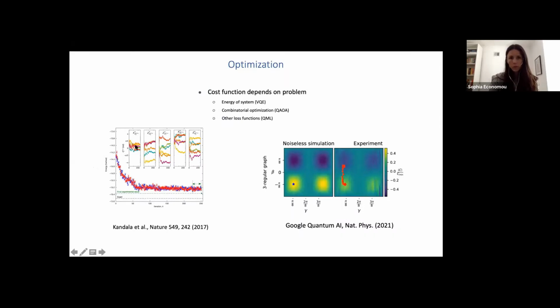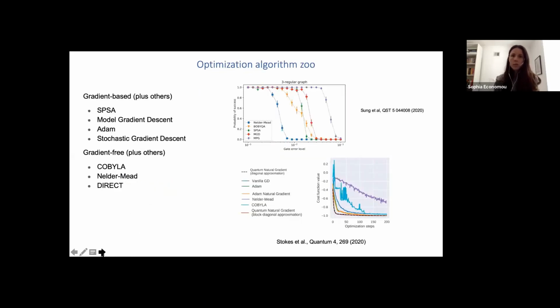So people have used various optimizers. Here you see in the original, this early IBM experiment, the optimization process as the optimization iteration number changed. And this is an example of how a noiseless simulation would look compared to the experimental case. So there are many optimization algorithms out there, outside the quantum community, and these have been mostly imported to the quantum community. I'm just putting a list here.